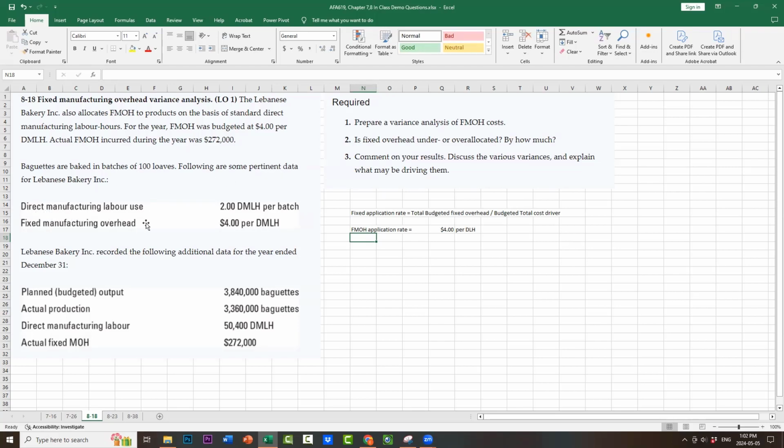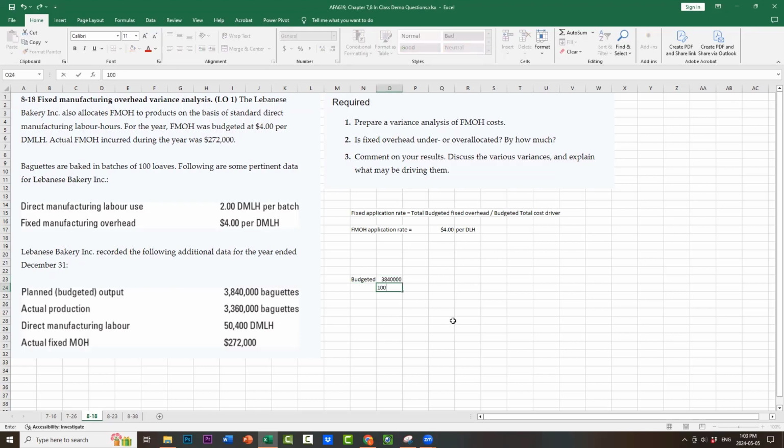Direct manufacturing labor use is 2 direct labor hours per batch. So that's a batch of 100 loaves. And then the fixed manufacturing overhead application rate is $4 per direct labor hour. The bakery recorded the following additional data for the year ended December 31st. The planned or budgeted output was 3 million. So this is budgeted. And it was 3,840,000 baguettes.